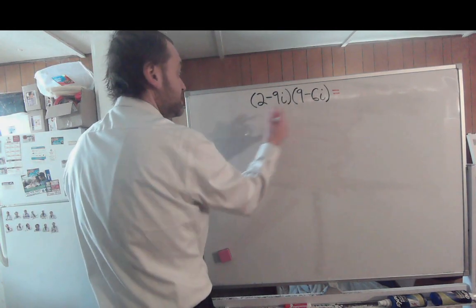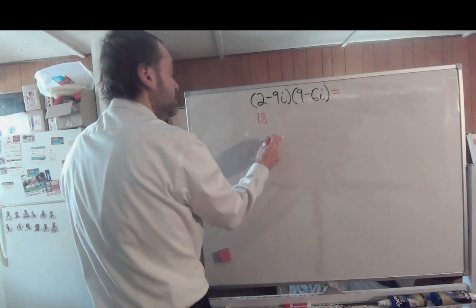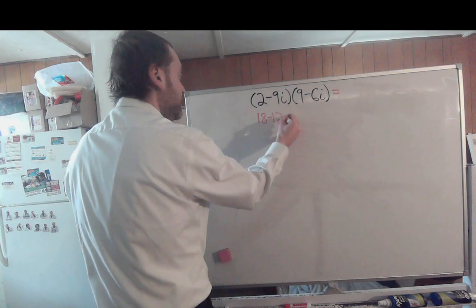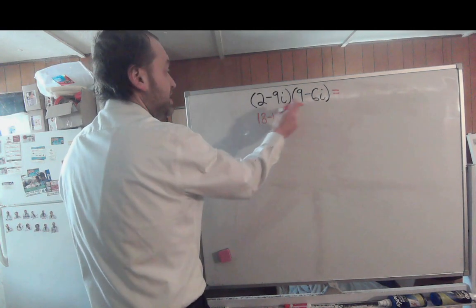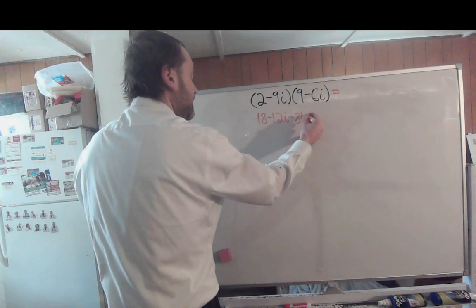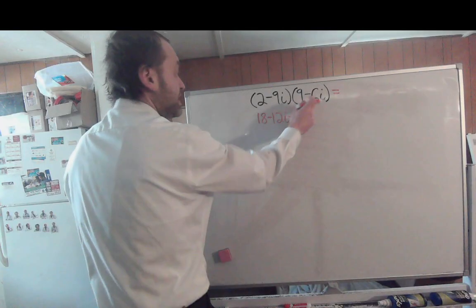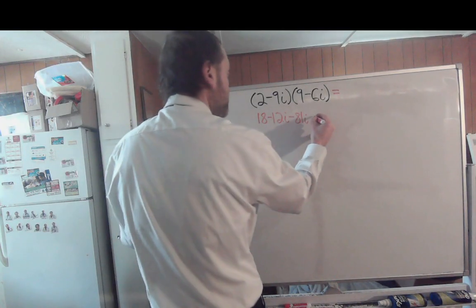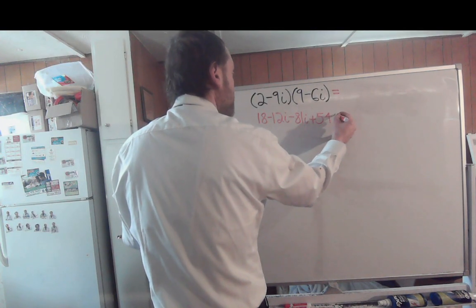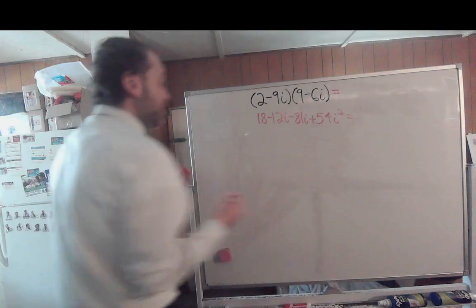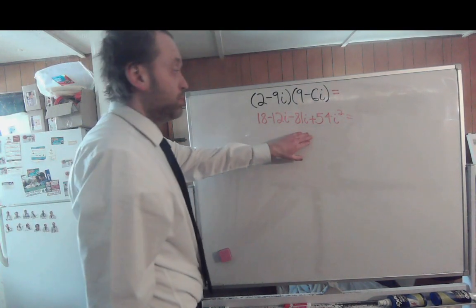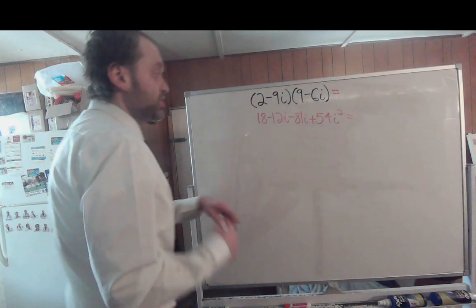So 2 times 9 is 18. Then 2 times negative 6i, that'd be minus 12i. Then negative 9i times 9, that'd be minus 81i. Then negative 9i times negative 6i, that's plus 54i squared. So now we FOIL this out, we get 18 minus 12i minus 81i plus 54i squared.